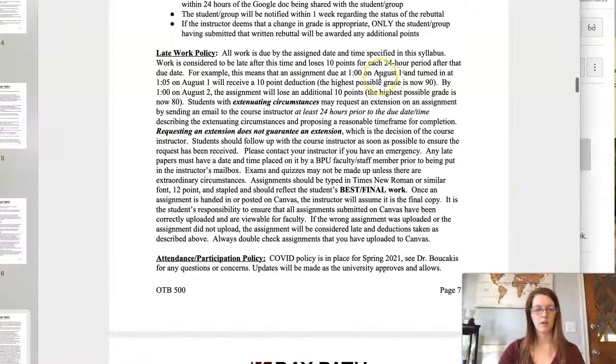Late work policy, hopefully you guys have already heard this by now, but it is very important that you understand. For every 24-hour period that something is late, you are going to lose 10 points. So if something is due at 11:59 p.m. on Saturday and you hand it in at 12:01 on Sunday, you will automatically be at a 90. The highest score you can achieve is a 90. So if you hand it in at 12:01 or 8:05, it doesn't matter. It's a 90.